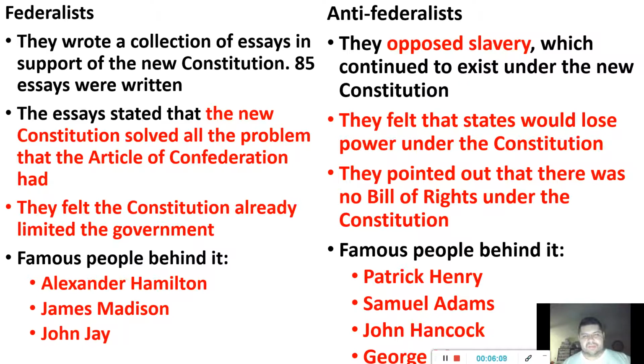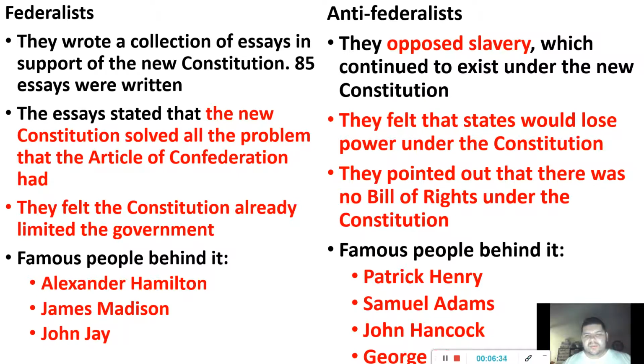They didn't like slavery. And the thing is, they were like, slavery is still existing in the new Constitution. Yeah, we did this 3/5 compromise. Yeah, we don't like it, but we had to do it to get this thing going. They felt that the states would lose power to the Constitution, that the federal government would be too powerful.